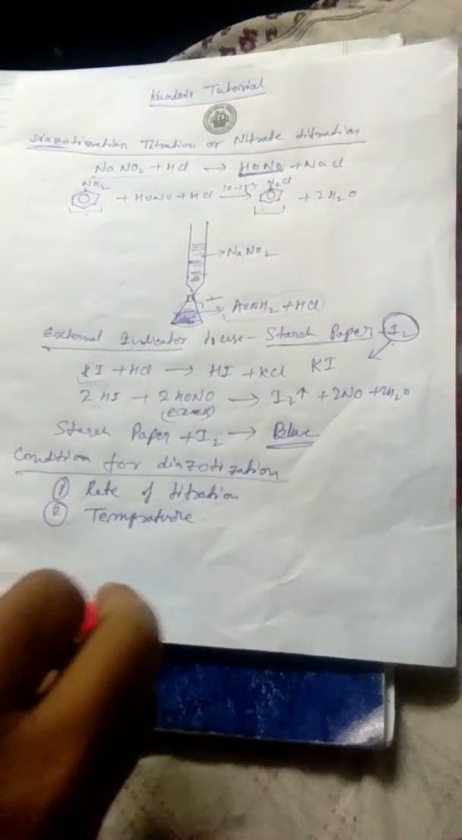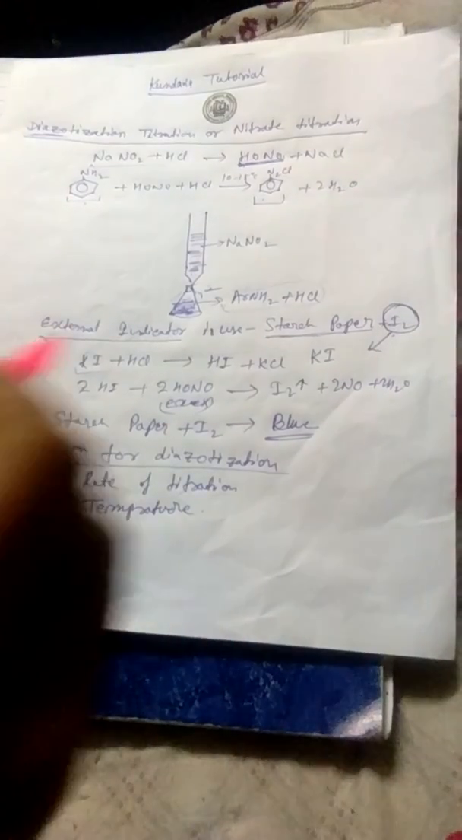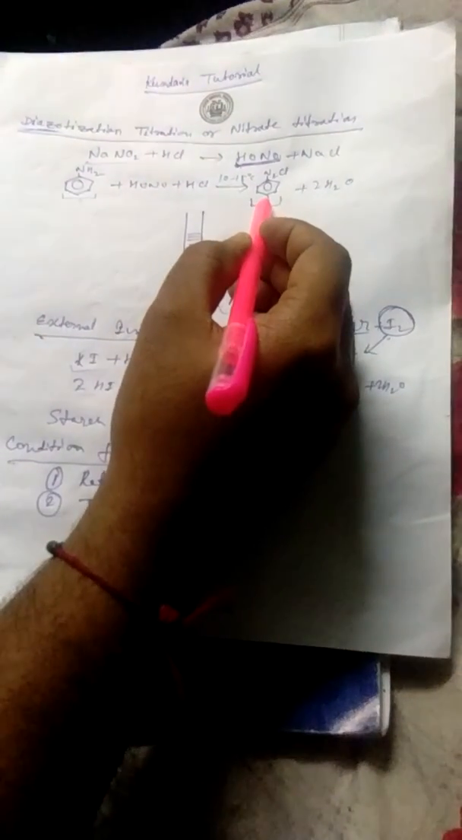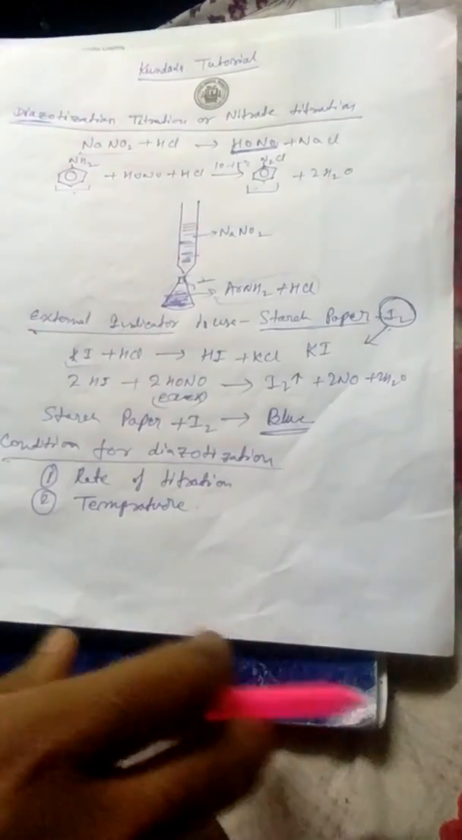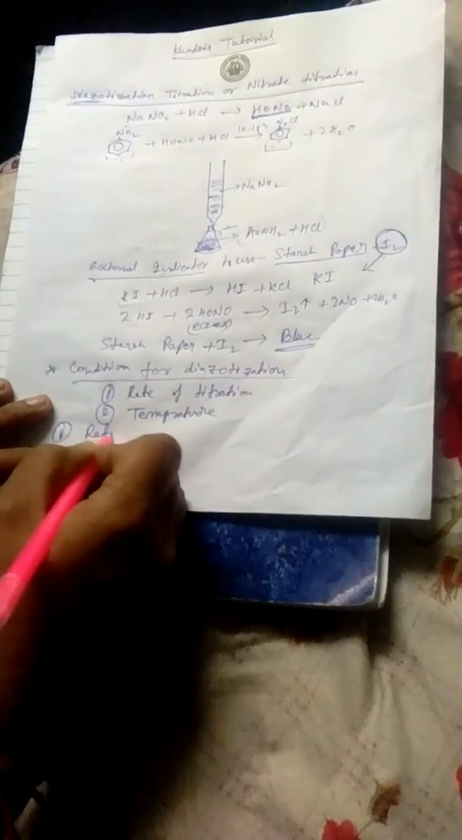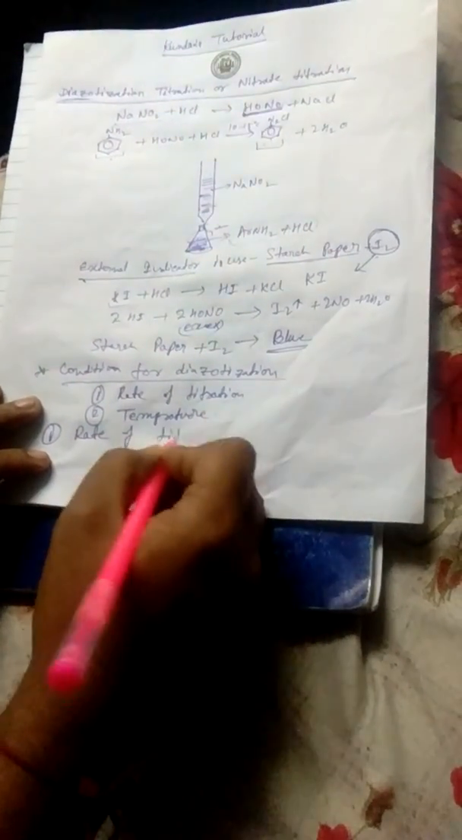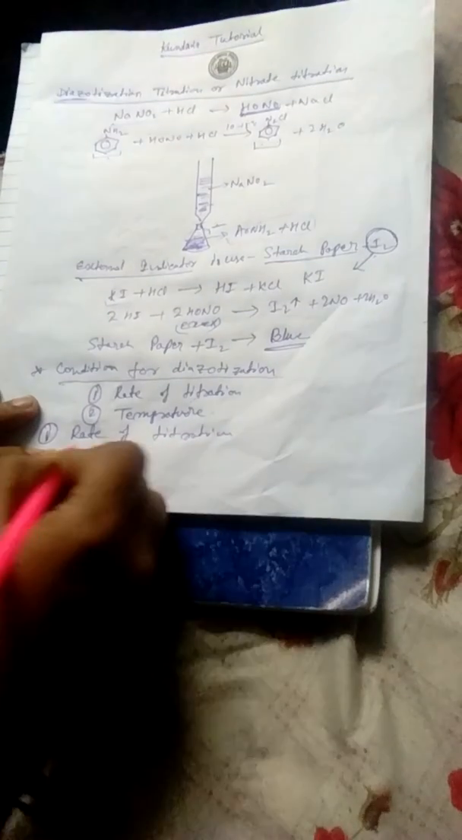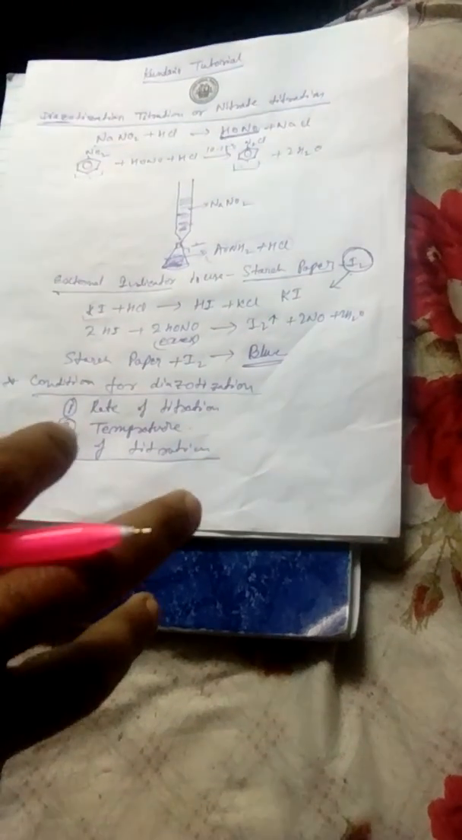So the rate of titration can be increased or decreased by the presence of some specific group at the ortho and para position of the benzene ring. As we know, number one, rate of titration. There are two types of compounds present: ring activating compounds and ring deactivating compounds.